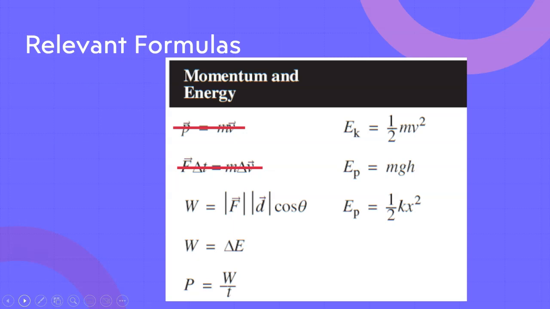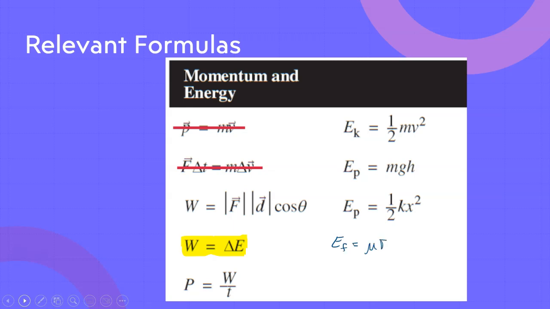Our relevant formulas can be found in the momentum and energy section. And when we're talking about the work energy theorem, we're focusing in specifically on this one. Work is equal to the change in energy. And what we're talking about is the change in energy from one store to another store.